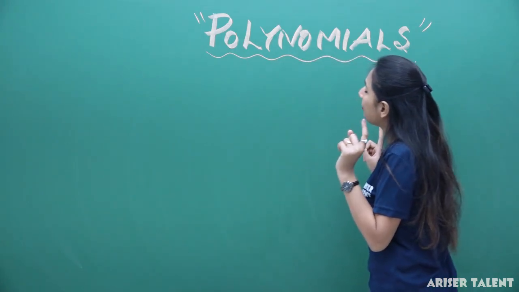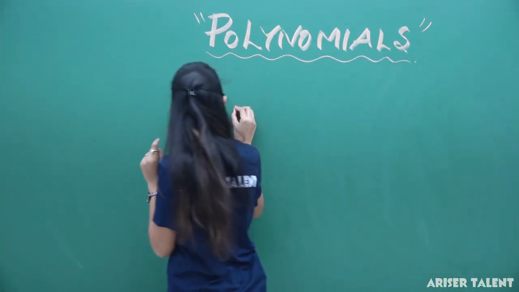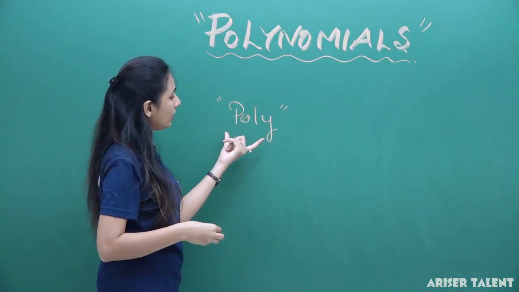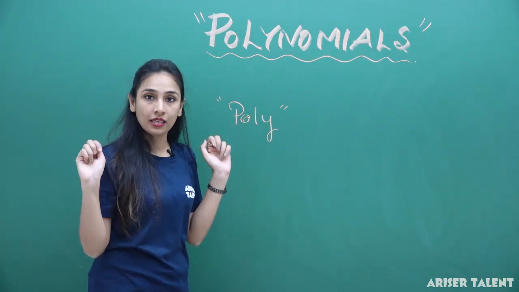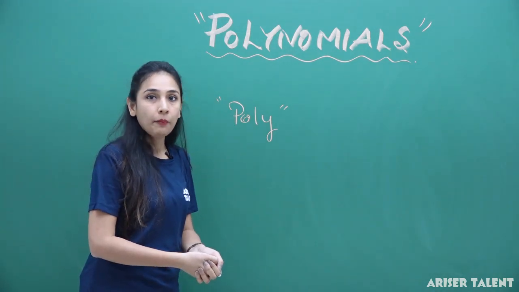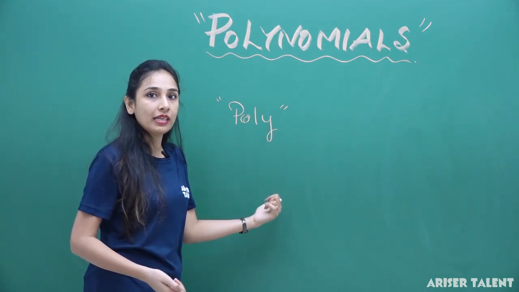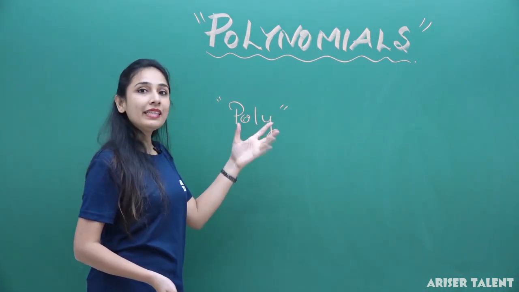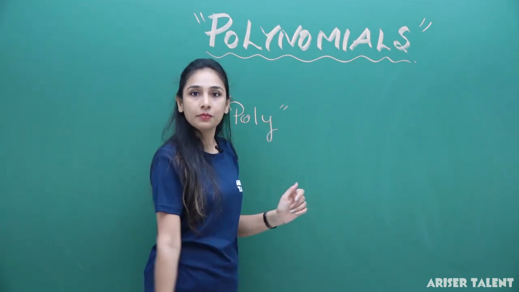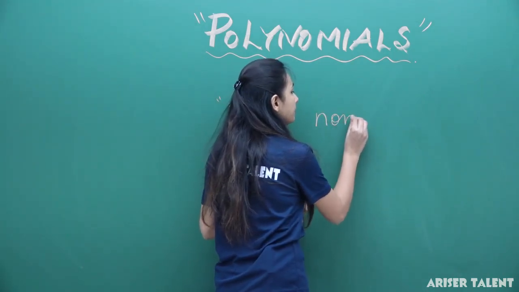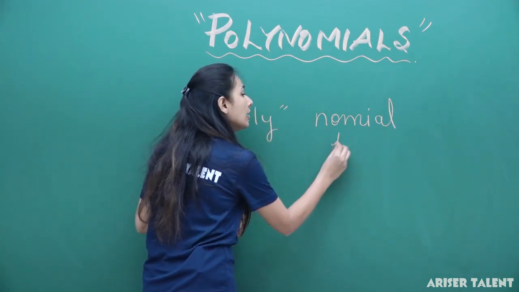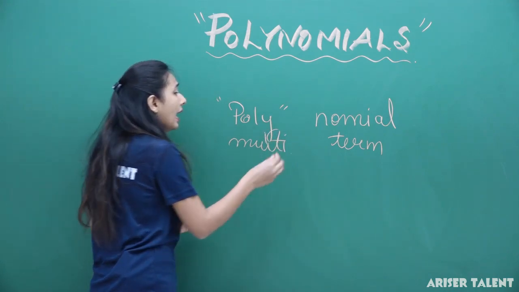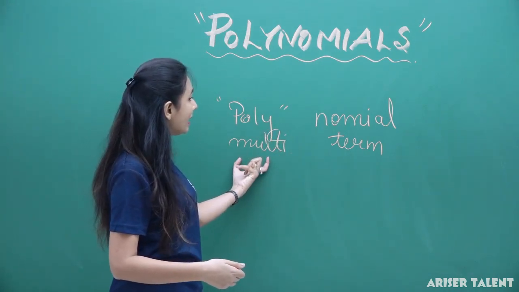So firstly I will define it for you. We have here a poly, and we have this term poly as many, like more than one. But here's a small concept, I'll tell you about it later. For now you have to keep in mind that poly means multiple, and nomial is term. This nomial is what? Term. And this is multi. So this is an expression having multi terms.